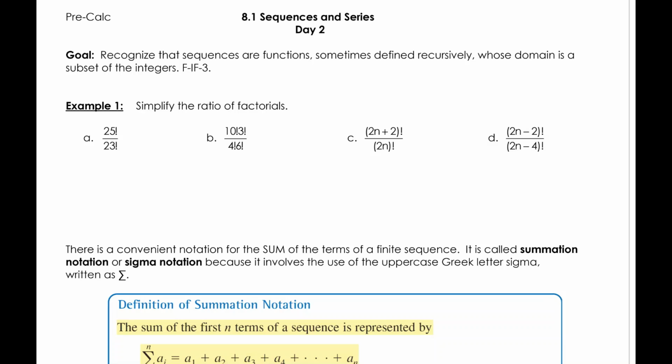Welcome to the lesson for 8.1 day 2. This is the second installment of sequences and series. We're going to kick things off by simplifying the ratio of factorials, and let's look at example 1 to begin that.